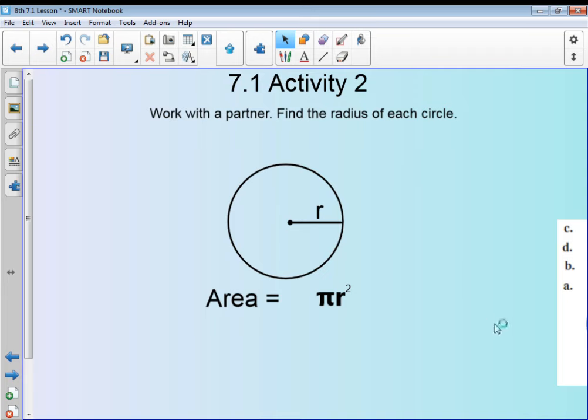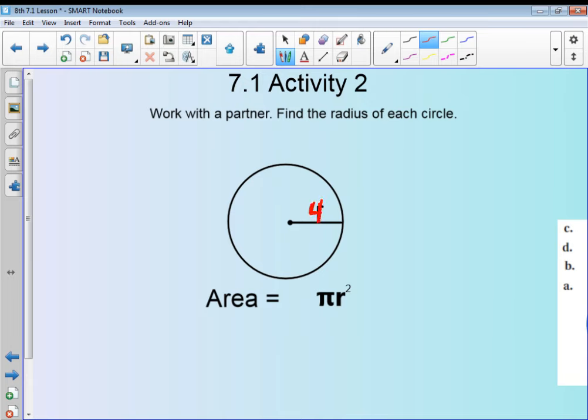Okay, in this activity, we're working with finding the radius of the circles. So let's review really quick our formula for finding the area of a circle. Our formula for the area of circles is pi r squared. So when we find the area of the circle, I'm just going to throw in a number here for r. Let's say r was 4.